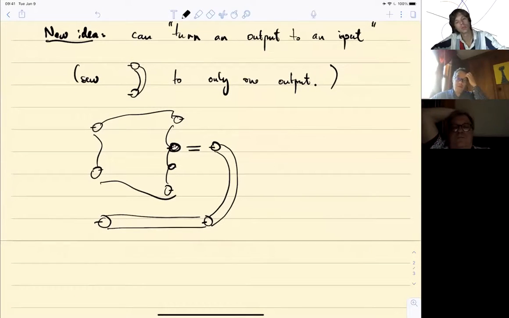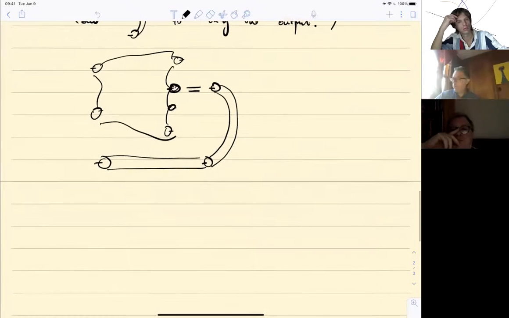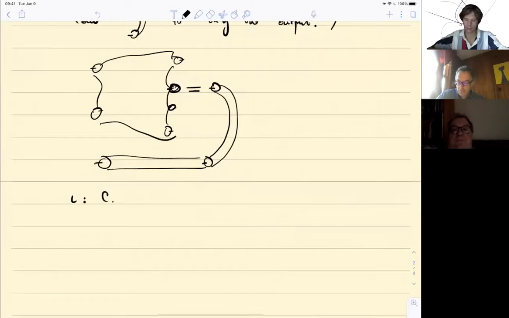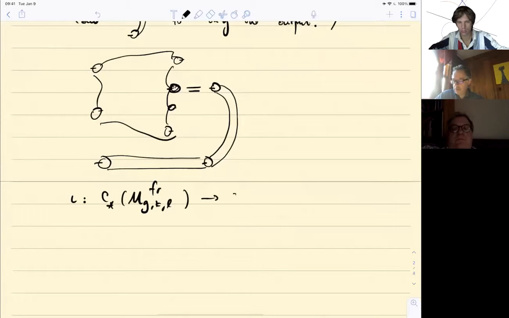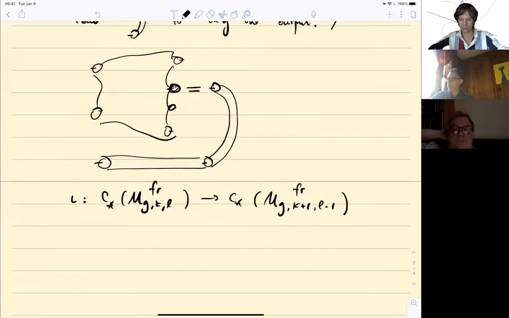This is coming from the prop structure of Riemann surfaces. But formally what that is, it's an operator iota, which goes from chains on MGKL framed to chains on MG K+1 L-1 framed. It's an operator like this. So what it does is it turns one output to an input. I cannot do anything the other way around. I cannot turn inputs to outputs because I do not have the corresponding tube with 0 inputs, 2 outputs. But this one I do have.